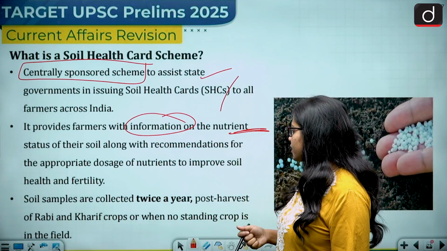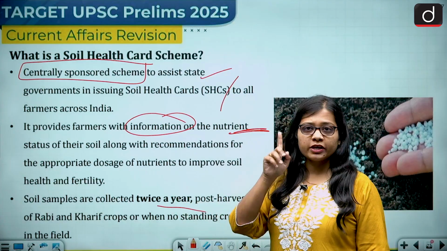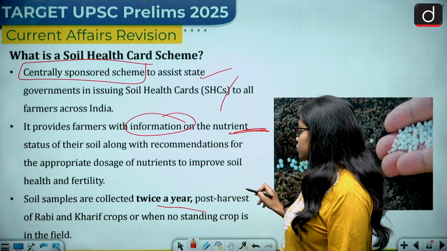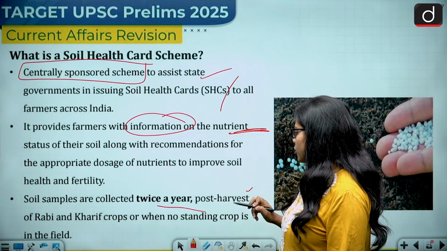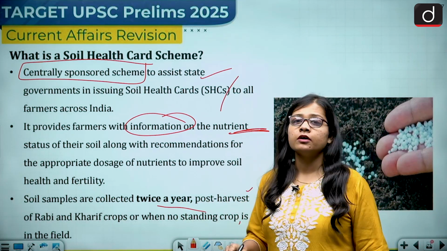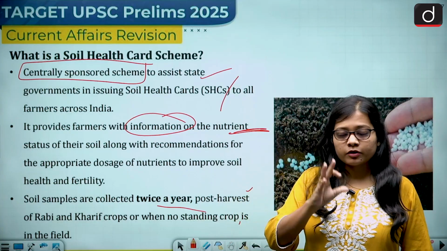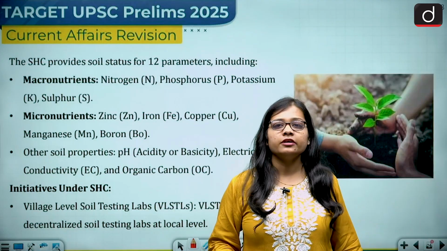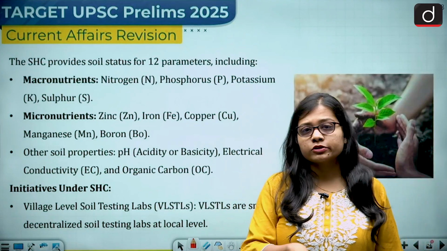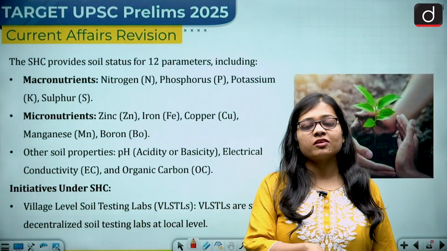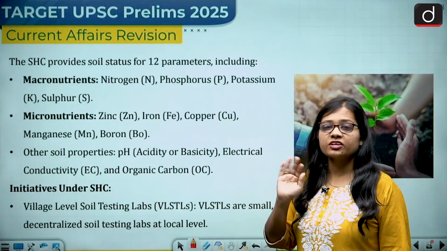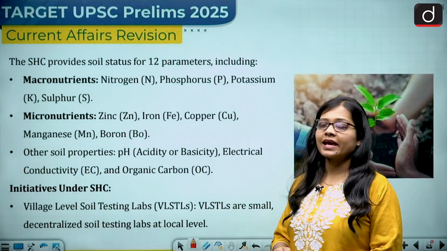Then soil samples are collected twice a year. So in 1 year, 2 times the soil samples will be collected, post harvest of Rabi and Kharif crops, or when no standing crop is in the field. When the samples are collected and studied, it tells us how the soil is performing, what is the best time for the soil to be fertile, when the soil is enriched, and what the soil is lacking.